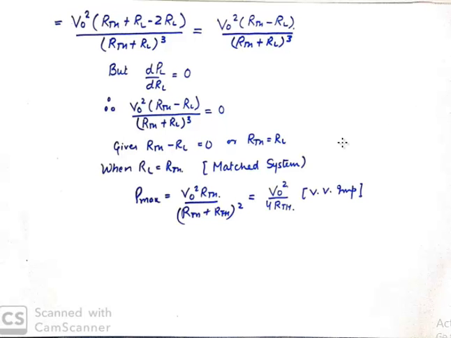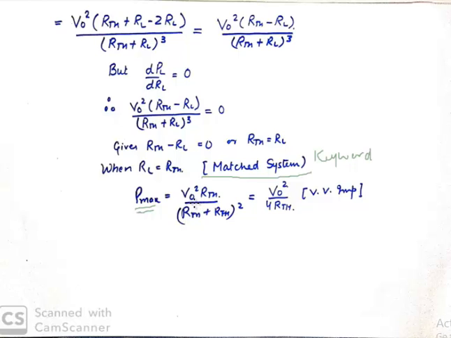And this gives us some very important key terms. We see that when RL is equivalent to RTH, this is known as a matched system. So this is a keyword. So it's a matched system when RL is equivalent to RTH. And what will be the maximum power? Because now that we've determined that if RTH is kept equivalent to the load resistance, we get the maximum power. But what will be the maximum power?